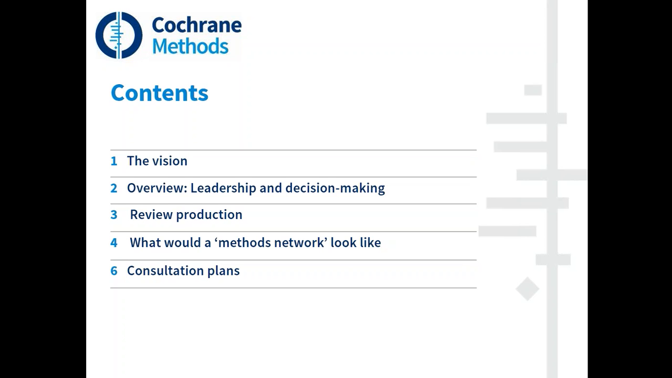So we'll try and keep this fairly sharp. We just want to look at the overall vision, where are we going, what's the whole point of this exercise, and look at an overview of leadership and decision making, issues that are important around review production, and what a methods network is and how it fits into the bigger picture, and then a follow-up of the ongoing consultation plans.